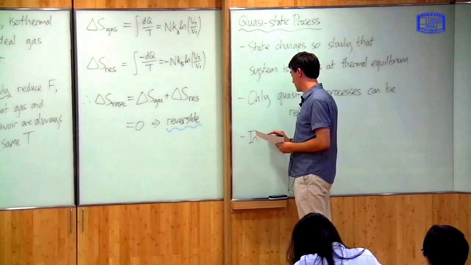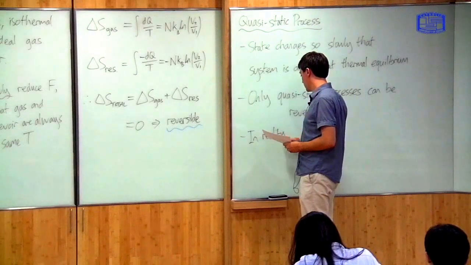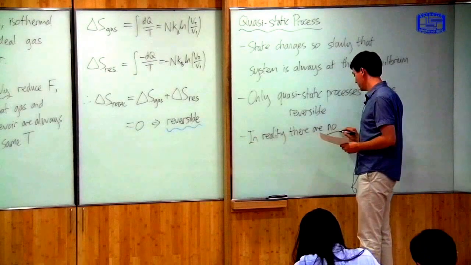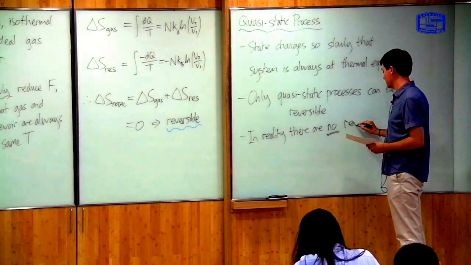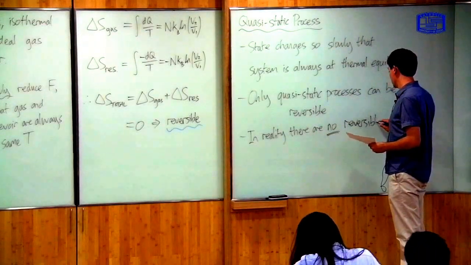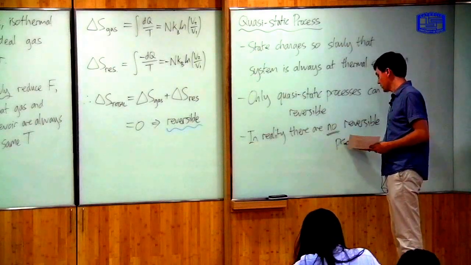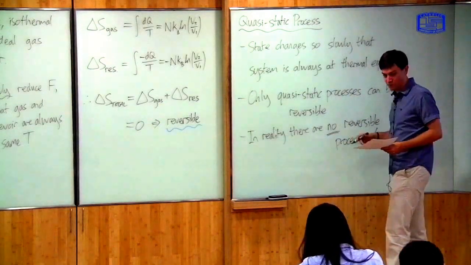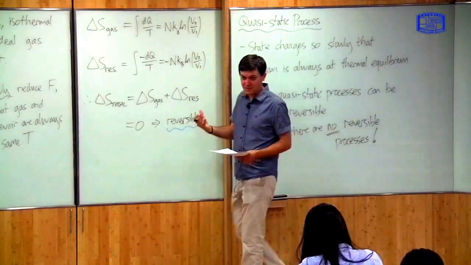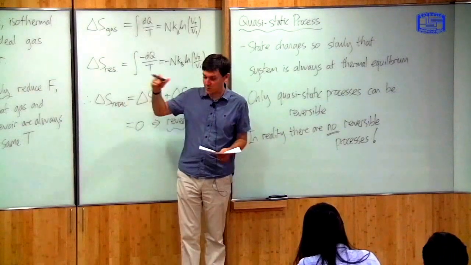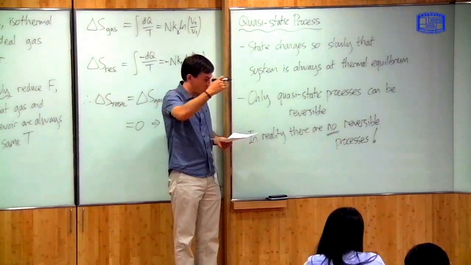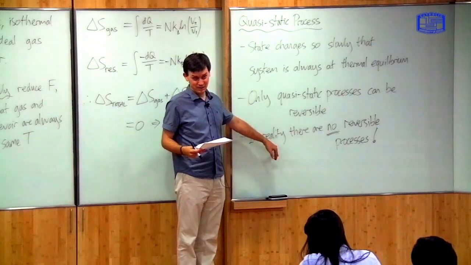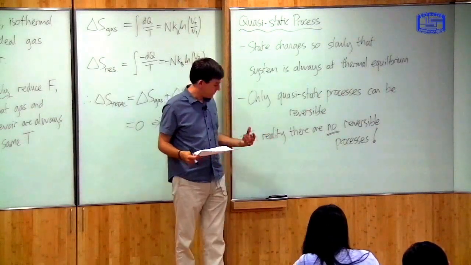In reality, there are no reversible processes. So this idea of a reversible process is a theoretical one. We can theoretically make reversible processes where we do it very, very, very slowly. But in reality, there is always some increase in entropy. No matter what you do, there is always some increase in entropy.